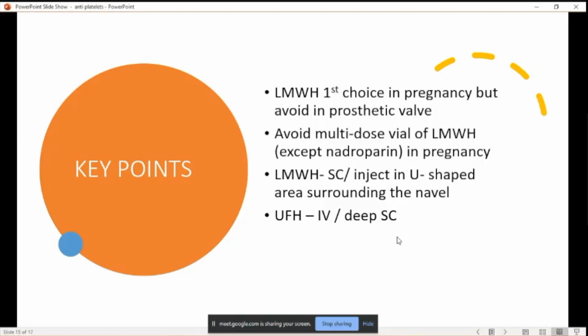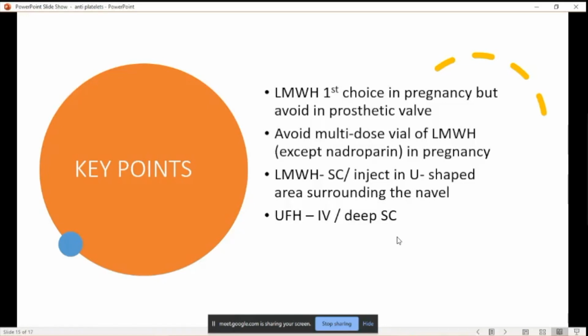Can we go on the thigh? We usually don't go on the outer thigh because when we inject in the outer thigh, there is an increased risk that a subcutaneous injection can turn into an IM injection, and it can cause hematoma. So we usually go with the U-shaped area surrounding the navel.